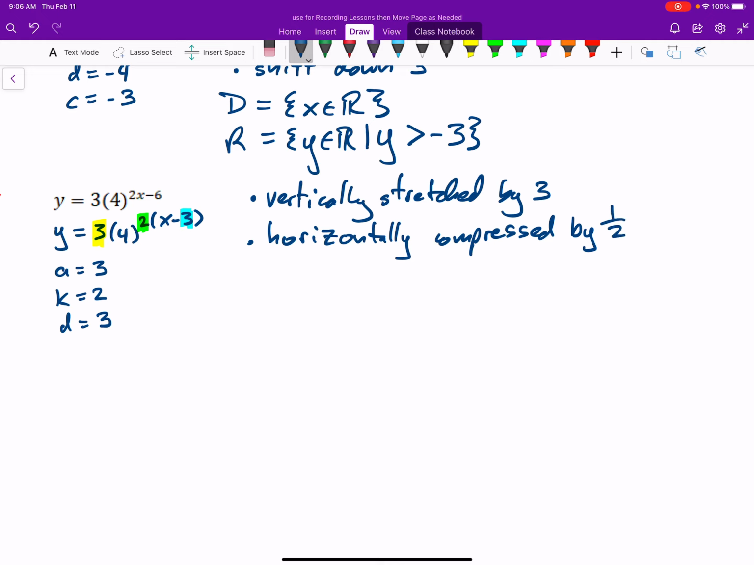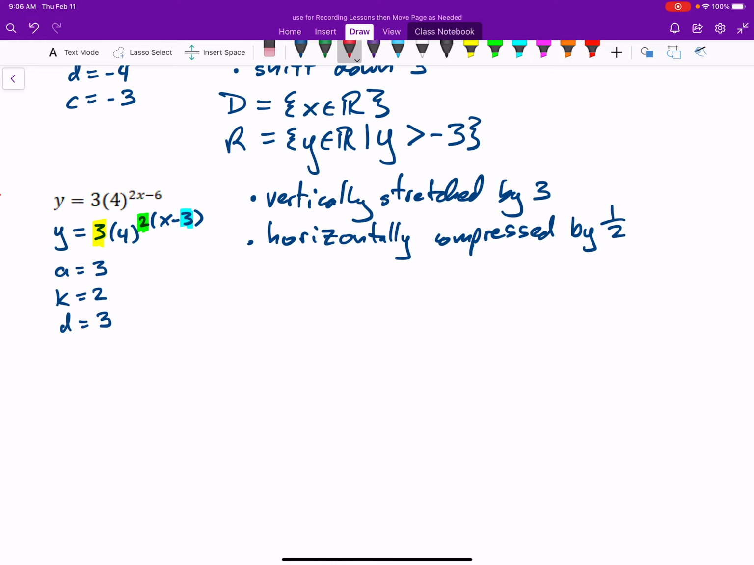This terminology sometimes confuses people when we talk about horizontal compressions. The K value is clearly 2. If I say it's compressed by 1/2, sometimes they wonder, what does that mean? All I want you to remember is that any K value bigger than 1 is actually going to make something smaller. So a K value of 2 will make it half as wide. So to me, that's the clearest way of saying it.